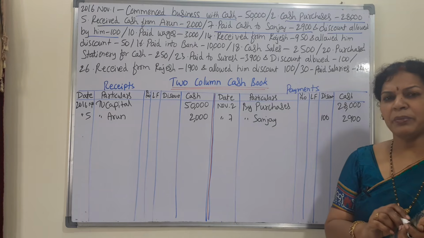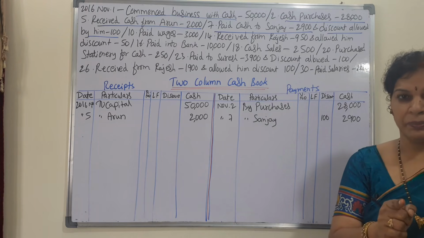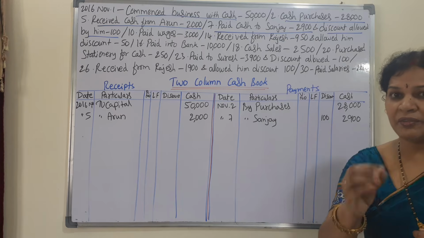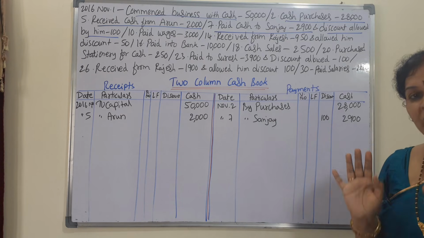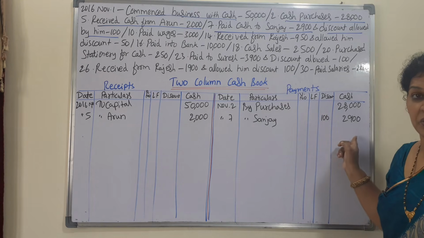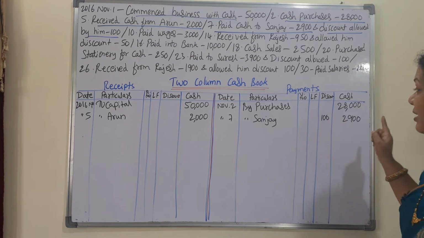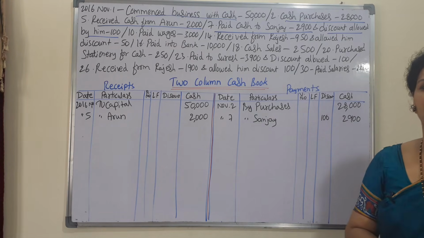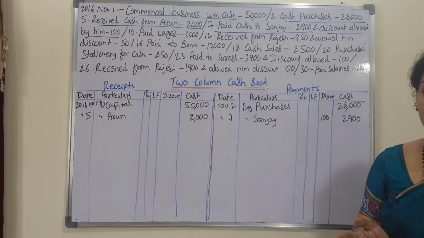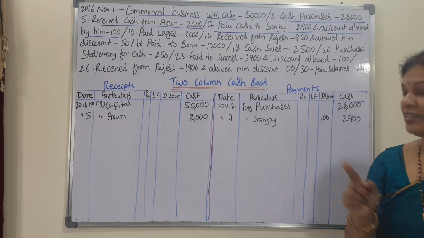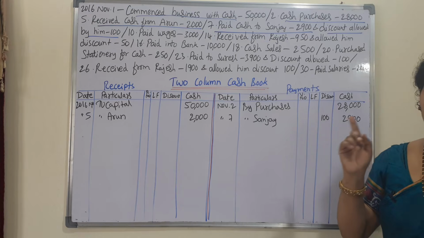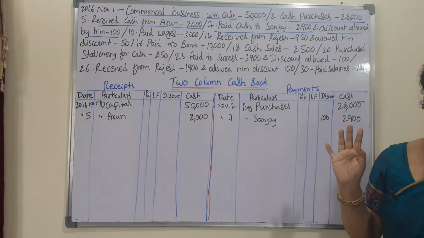Please remember, whenever you are making any payment, some people, not all, will allow us discount. You pay me the amount, I will give you discount. That discount will be written in the discount column. In fact, I have to pay him 3,000 rupees to Sanjay. But he is asking us, pay me 2,900 only, I will give you a discount of 100 rupees. So I paid him 2,900, and 100 rupees is discount. Discount column I will write. Are you getting it? Simple. This is the only difference between the single column and double column cash book.